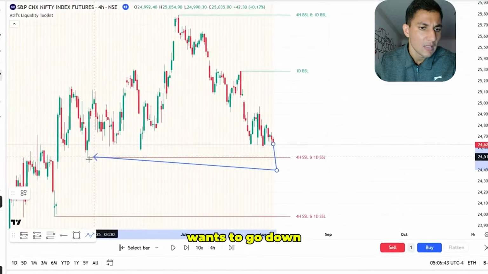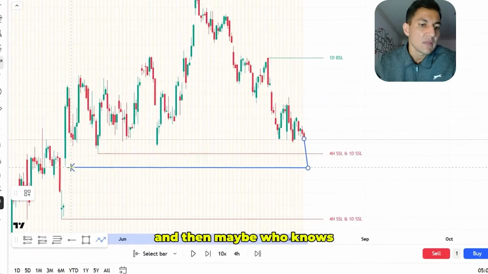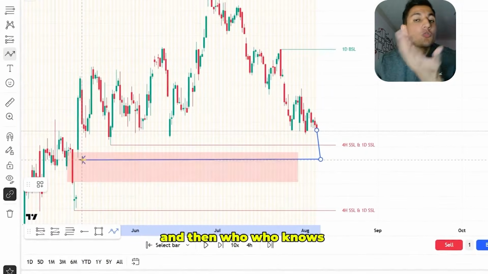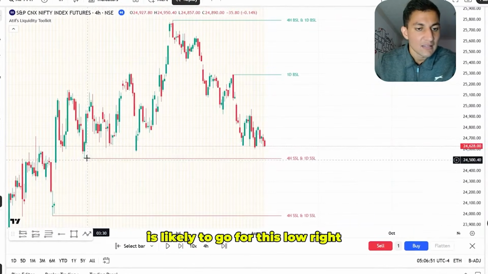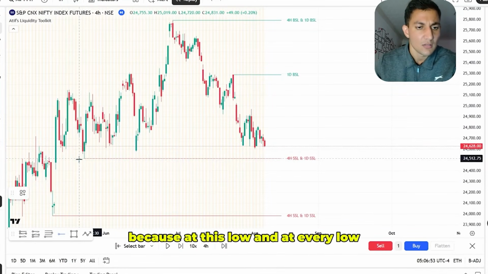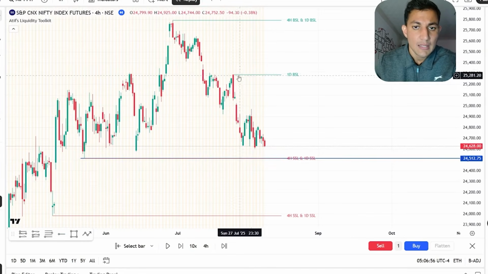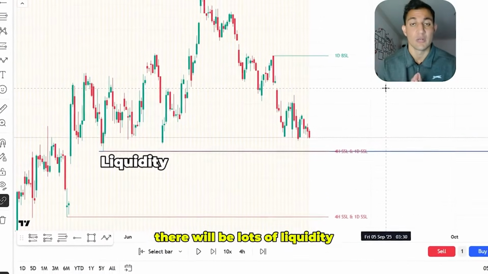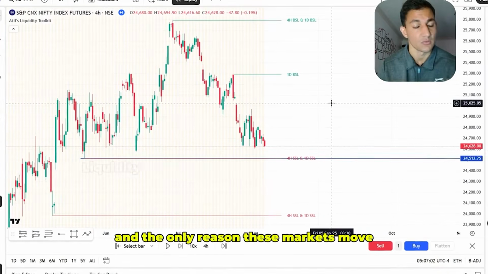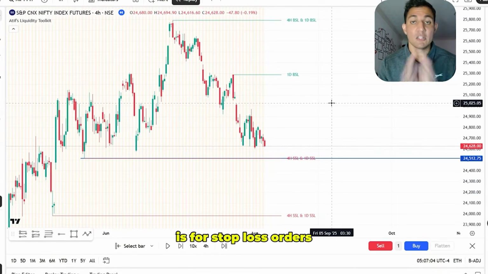It wants to go down, take out liquidity here, and then maybe, who knows, maybe fill in this gap, and then who knows what price does afterwards. However, what we do care about is that price is likely to go for this low, right? Because at this low, and at every low, at every major low and every major high on the 4-hour chart, there will be lots of liquidity, and liquidity is simply stop loss orders. And the only reason these markets move is for stop loss orders.